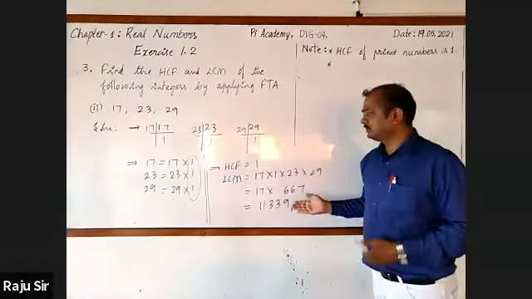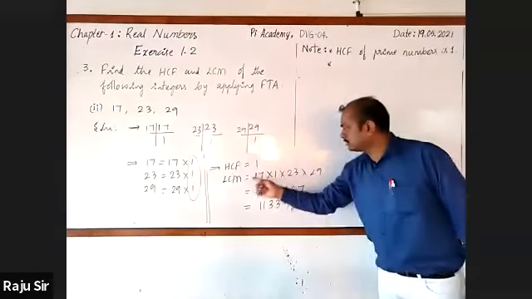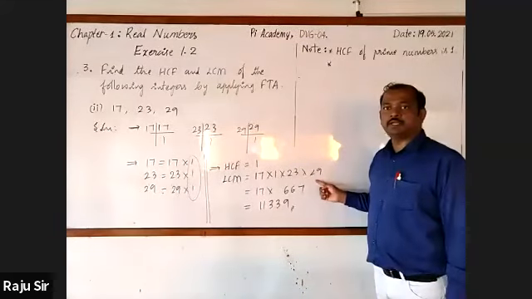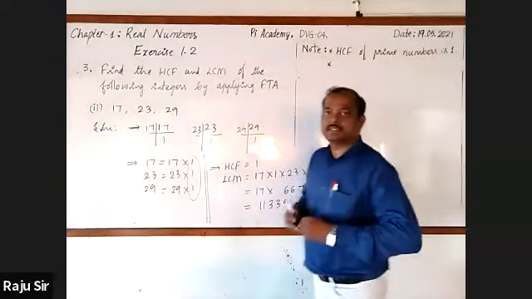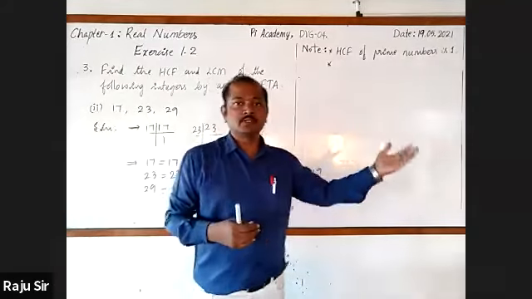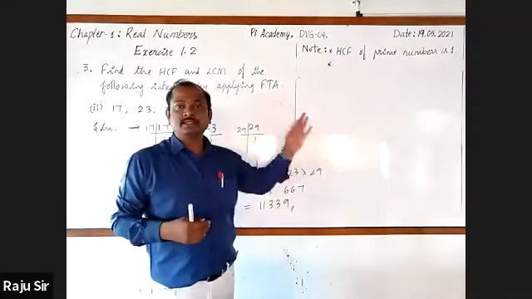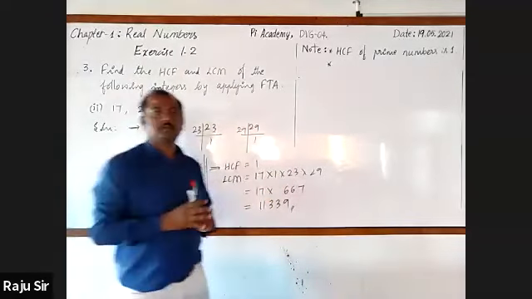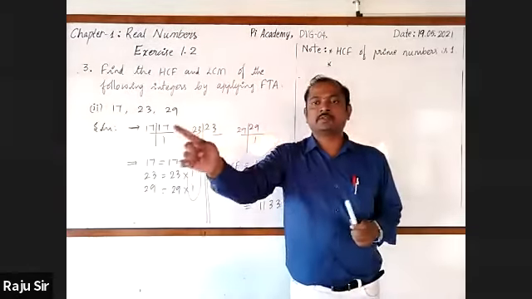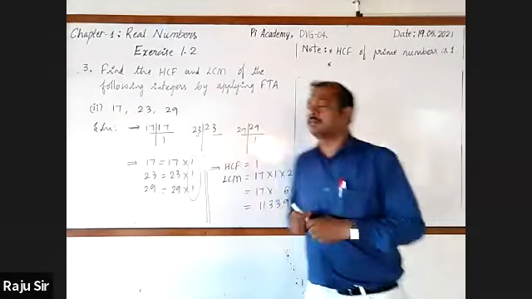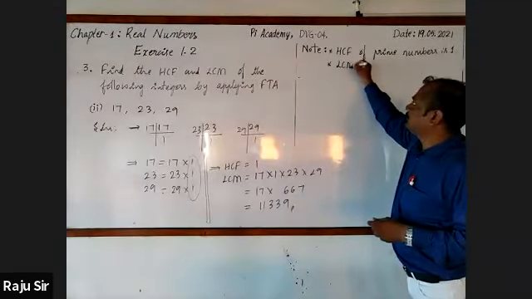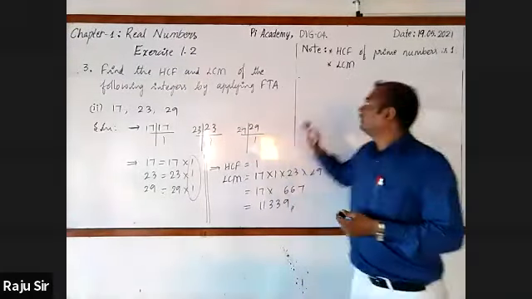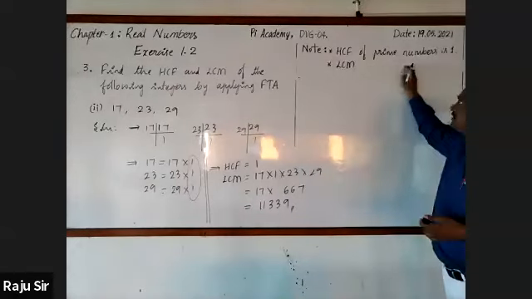Even we have found out their LCM. How? Just multiply those numbers: 17 into 23 into 29. Got it? From this also, we can conclude one more statement: the LCM of prime numbers is their product. Clear? Write this point also. When you are solving a problem, if you go for analyzing the problem, you will come to know the conclusion like this.